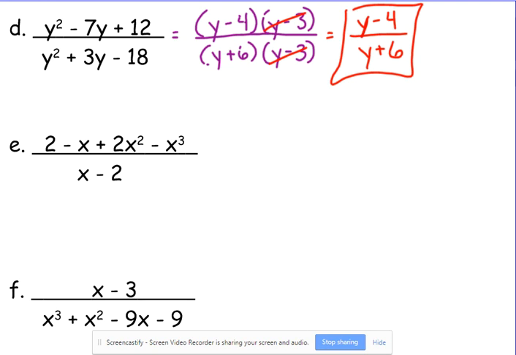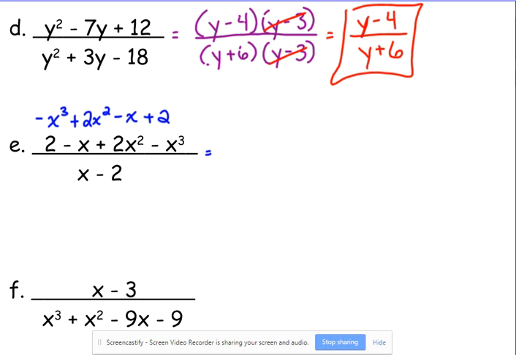It's usually always grouping. Now, it's not in standard form. We don't like things that are not in standard form. So I'm going to flip this thing around so that it is in standard form. Okay, so negative x cubed plus 2x squared minus x plus 2.